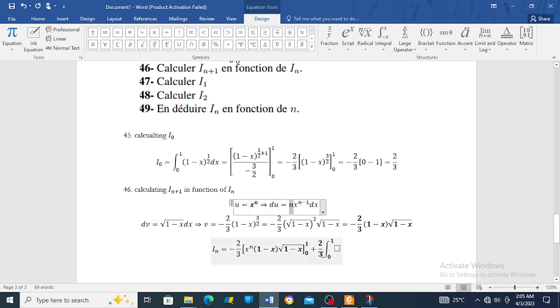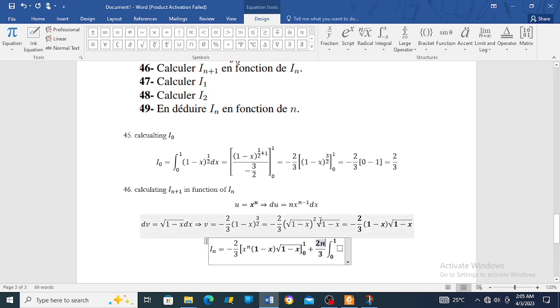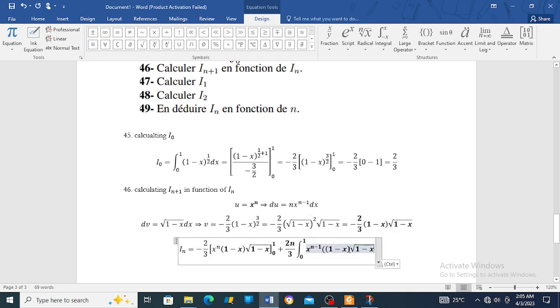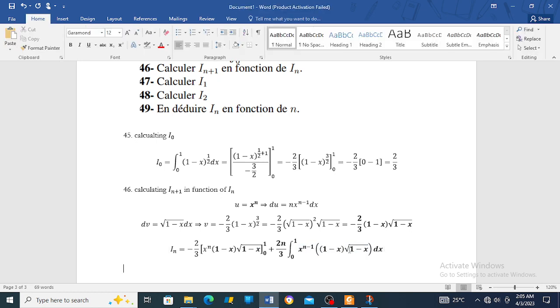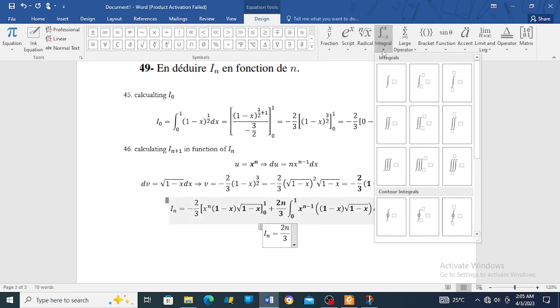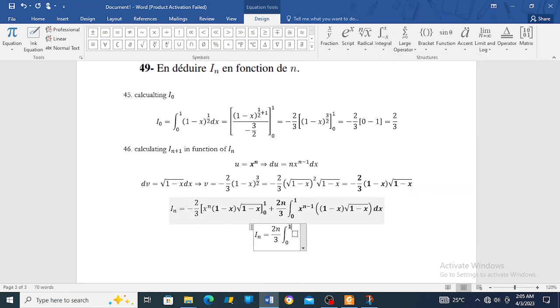Now du has an n, so we attach the n to the numerator, and then we have x to the power n minus 1. Then we multiply it with everything here. Okay, multiply with that, the x. So it means that our I of n is equal to, when we feed 1, this will just give us 0, as well as this. When we feed 0, this will give us 0. So it means we just have 2n over 3 times the integral from 0 to 1.